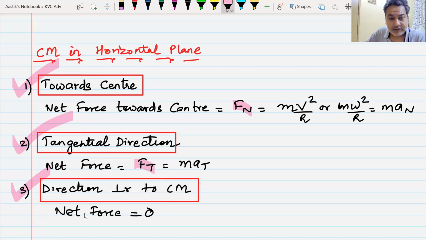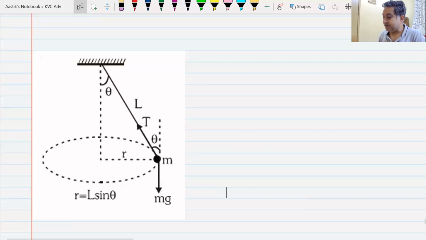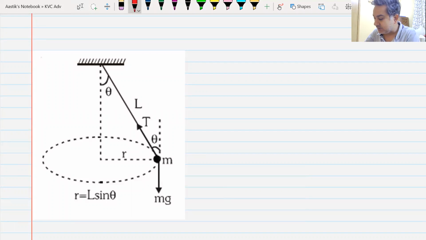Here is the diagram. I hope you have written the heading of conical pendulum. Write the heading conical pendulum, and then we will study what is there in this diagram. So this is the diagram and the heading is conical pendulum. We'll remember these things about conical pendulum, and that would be good enough for any question that eventually comes.